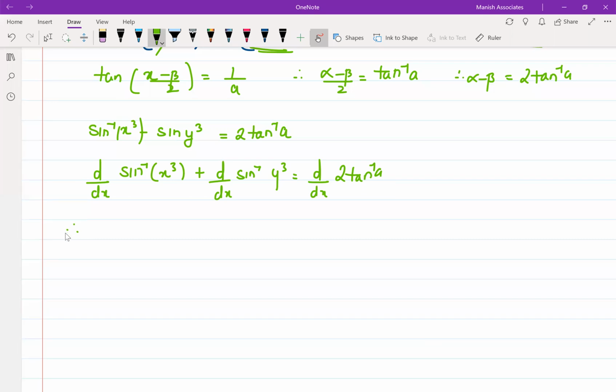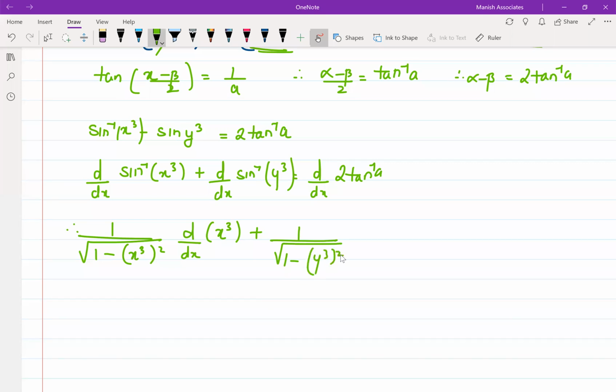Now, what is the derivative of sin inverse of u? It is 1 upon root of 1 minus u square into d by dx of u. Again for sin inverse of u, 1 upon root of 1 minus u square into d by dx of u equals the derivative of 2 tan inverse of a, which is going to be 0. It's a minus over here. Correct.